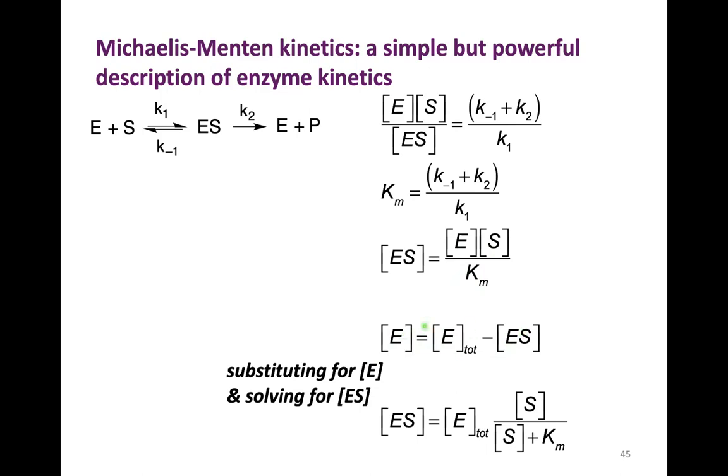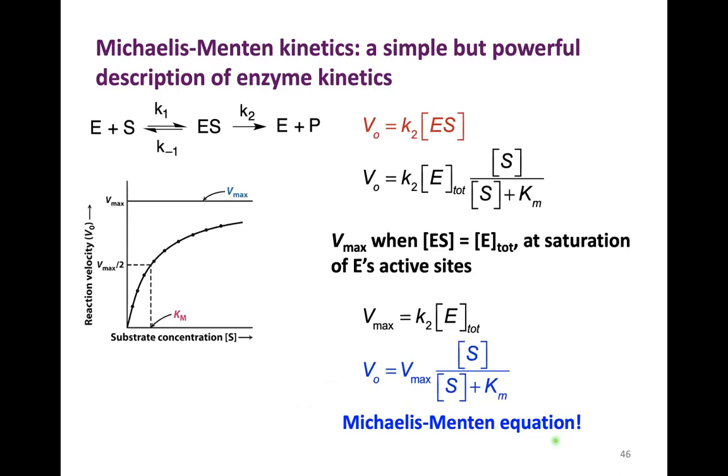So we do some rearrangement and substitution. We substitute for E and solve for the concentration of the Michaelis complex. Through simple algebra, which I'll leave to you, we can define the concentration of our Michaelis complex as a function of the total enzyme, that is, you know exactly what you pipetted into that cuvette, and the concentration of the substrate that you pipetted into that cuvette, and a function of the Michaelis constant.